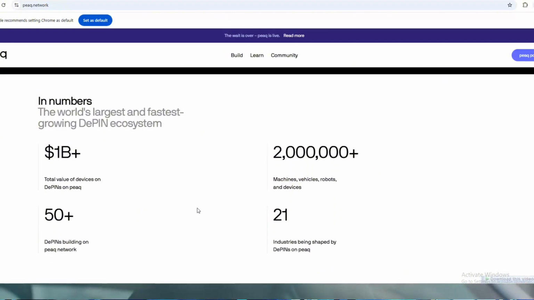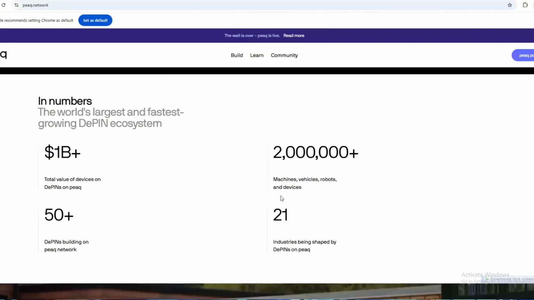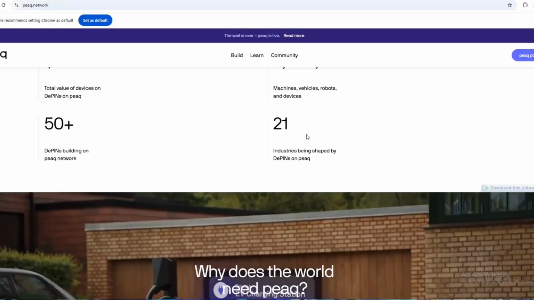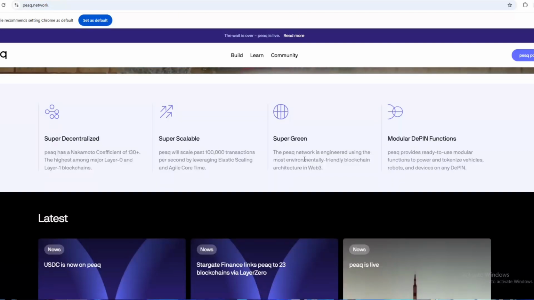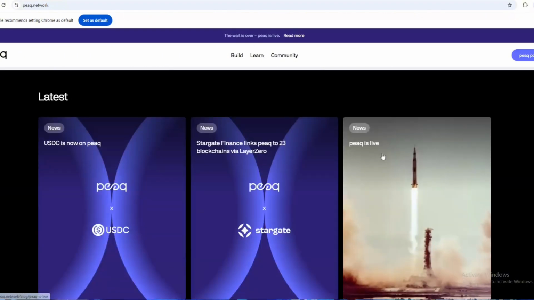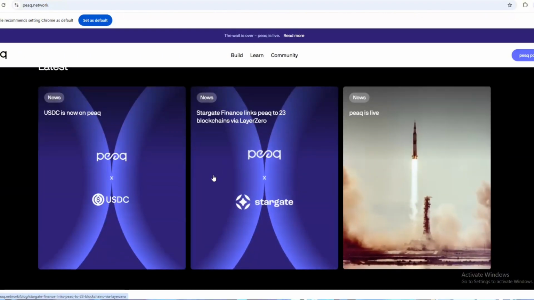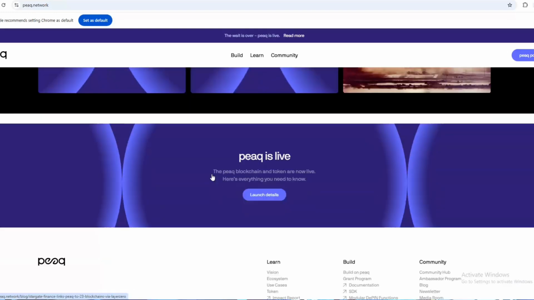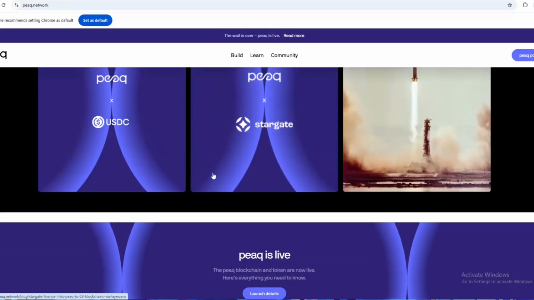1 million plus total DePIN devices on PEAQ, and these are the machines behind the robots and devices. Okay. So they have super decentralized, super scalable, super clean, modular DePIN functions and the latest USDC on PEAQ. Okay, so yeah, they also have a very high quality website.